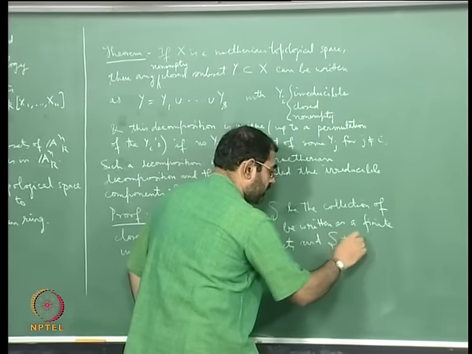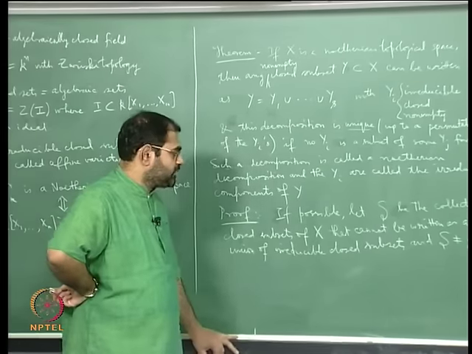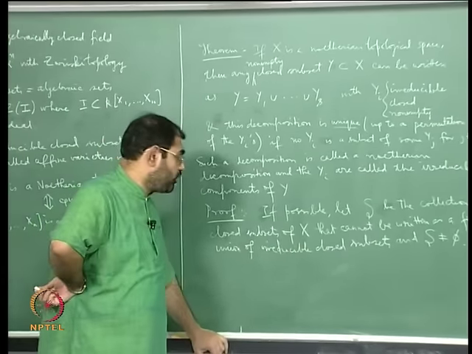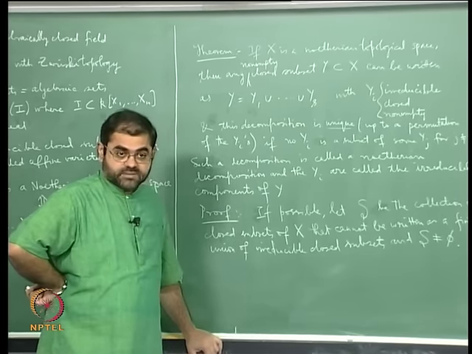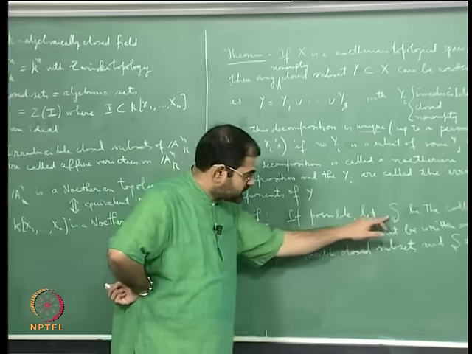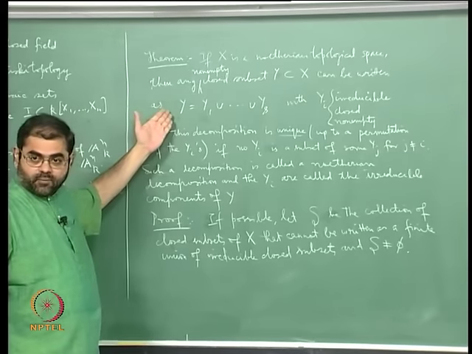S non-empty. So that means you have to show that this collection script S is empty. Namely, you should show that there is no closed subset that cannot be written as a finite union of irreducible closed subsets. So you go by contradiction. What you do is you take script S to be a non-empty collection of closed subsets which have a property which contradicts the property of the theorem.